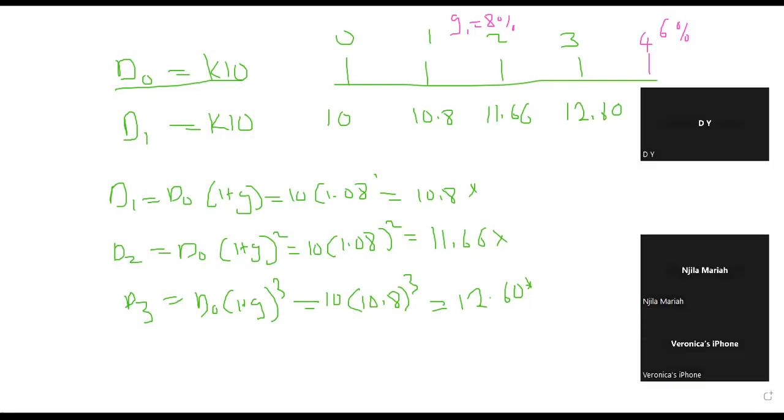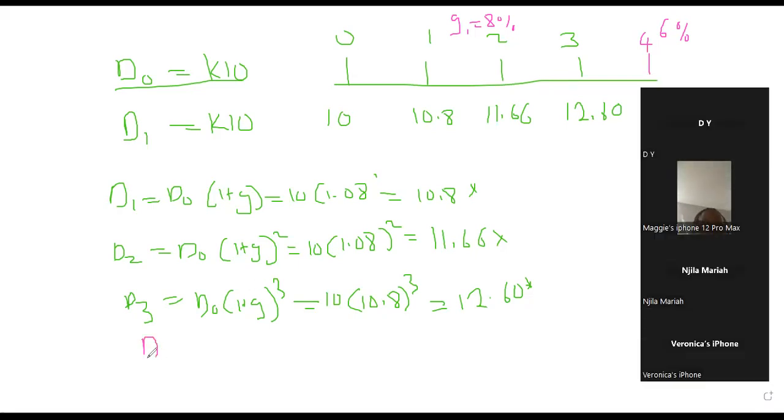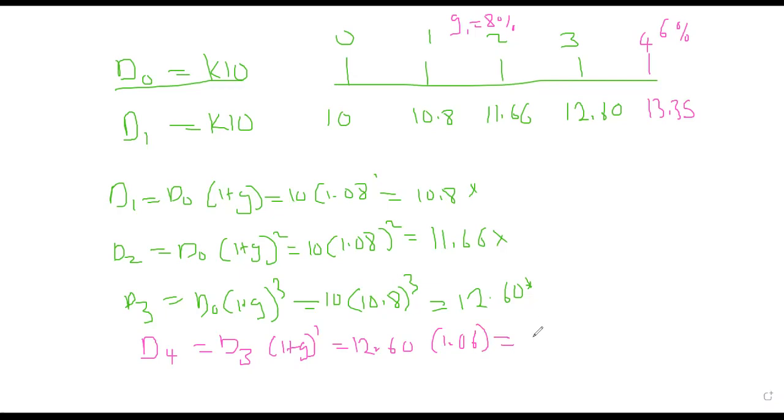So if we're going to use the dividend growth, you cannot use D0 to get D4, because the growth rate has changed now. So you're going to use the adjacent one, the one behind it, D3, times (1 plus growth), to the power 1. So what was our D3? 12.60. Then we're going to have 1.06. So this gives you 13.35.